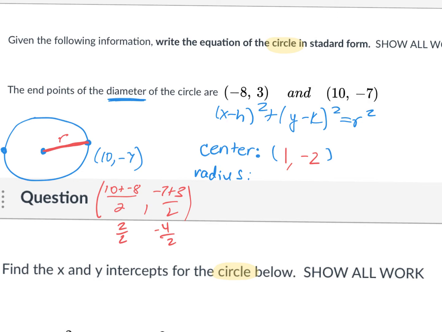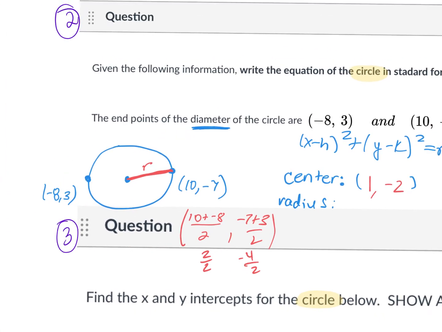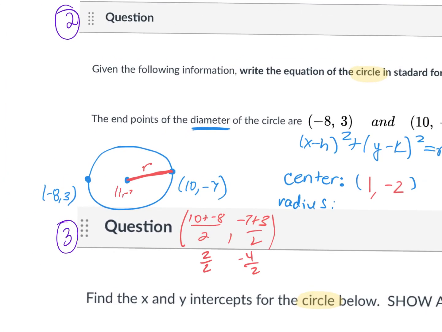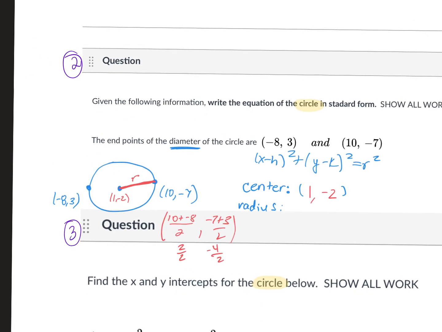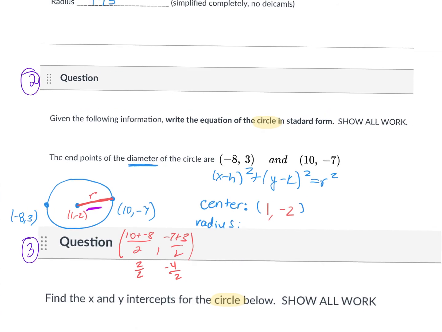To find the radius, you would find the distance from the center, 1, -2, to one of the points that they gave us. It doesn't matter which one. It's the same distance. So you guys could do whatever you would like. I'm going to do from here to here. So my distance is my x values. So what are my x's? 10 and 1, right? Yes or no, guys? Okay, 10 minus 1 squared plus, what are my y's?